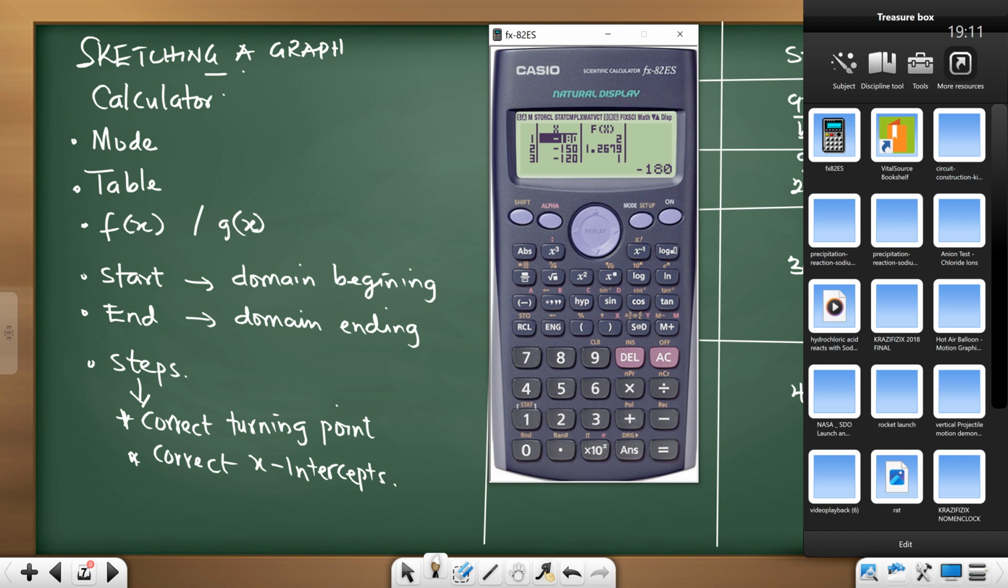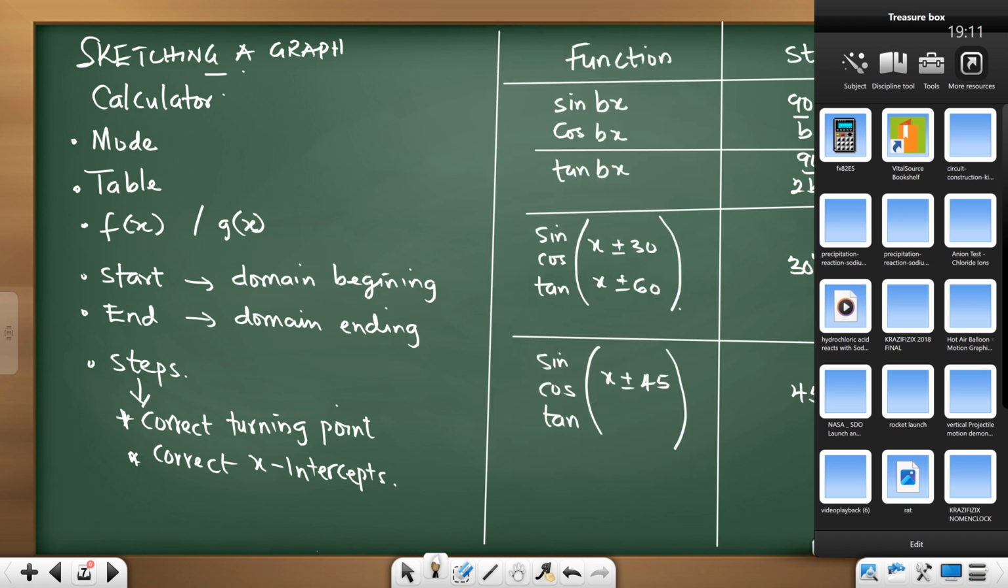Did you press close the bracket? And then plus 3. That's the function I gave you. Equals to, what do you have? G of x. Press equals. I told you the g of x means you can sketch two graphs, but right now we're sketching only one. Just press equals.